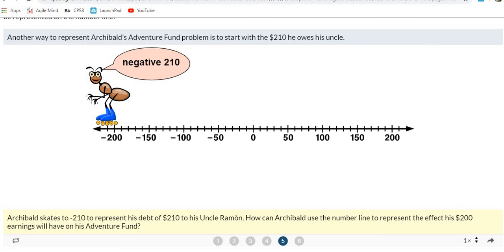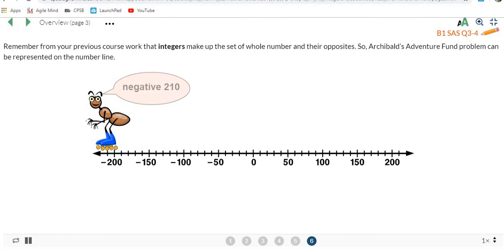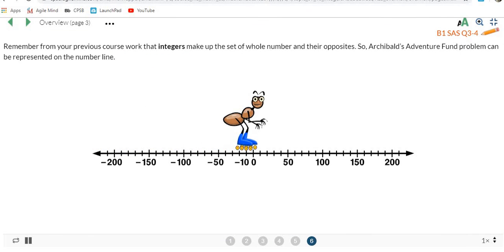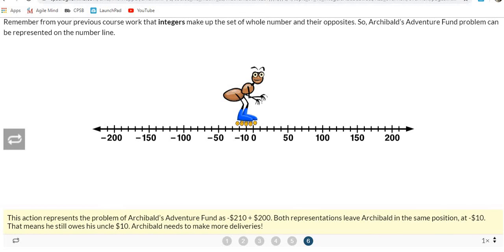His uncle is going to pull him in the positive direction or more in the negative direction? Positive. When he pays his uncle, it's going to pull him in the positive direction. So when he pays, did he make it to the positive side of the number line? No. He stopped at negative 10. Where did we stop in the last problem? Negative 10. Did we get the same answers? Yes. We looked at it 2 different ways.